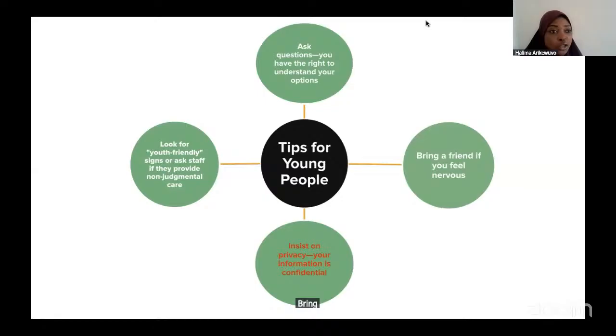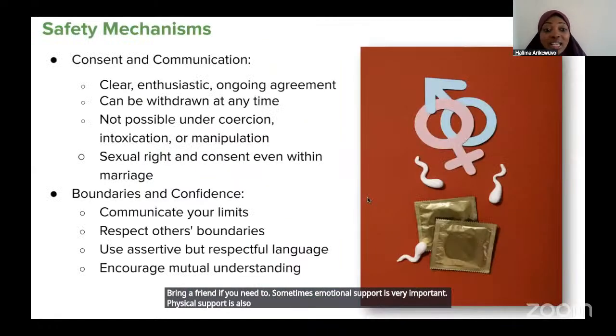Bring a friend if you need to. Sometimes emotional support is very important. Physical support is also very important. So these are tips I would really encourage us to pick from this session.